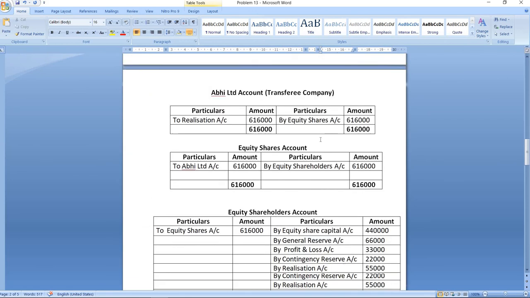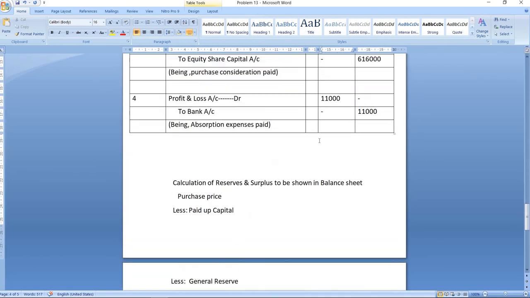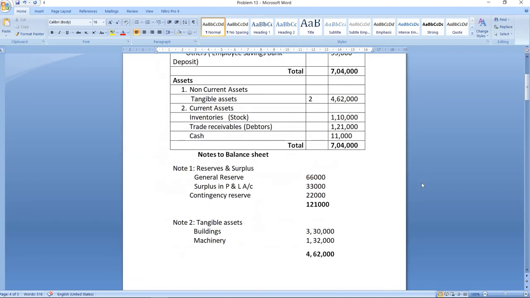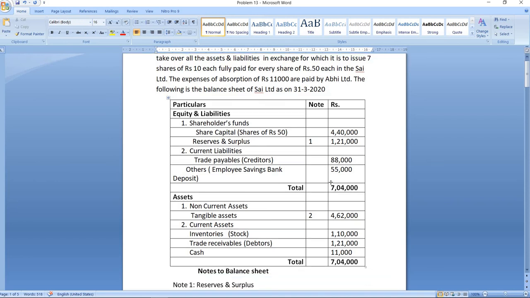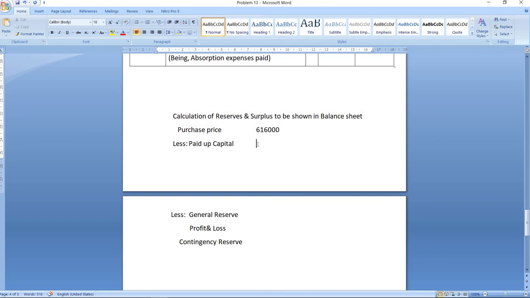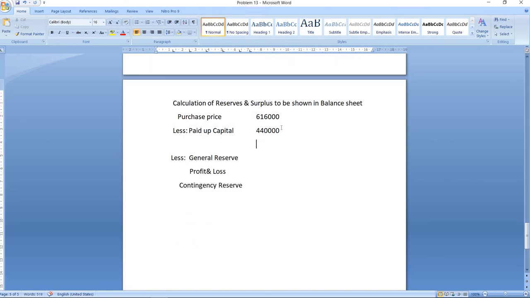It is 6,16,000, less paid up capital. So what is the paid up capital of Sign Limited? It is given in the balance sheet, 4,40,000. So, less paid up capital 4,40,000. So here you can see the purchase price we have paid is 6,16,000 and the actual paid up capital is 4,40,000. So tell me whether it is capital profit or loss.